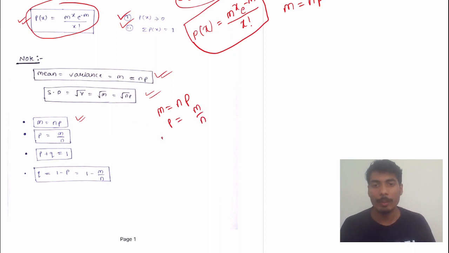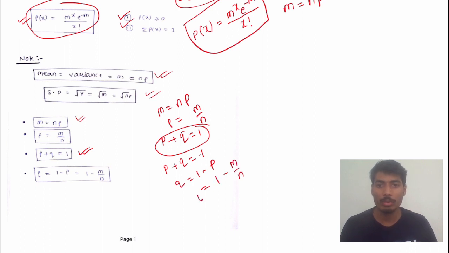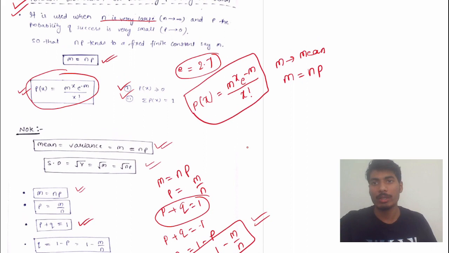Now we know that p plus q equal to 1, meaning probability of success plus probability of failure equals 1. So we can also write q equal to 1 minus p. And we know the value of p, it is m by n. So q is also in the form of m: q equal to 1 minus m by n. This is the formula for Poisson distribution.